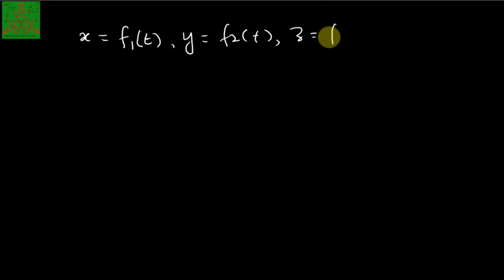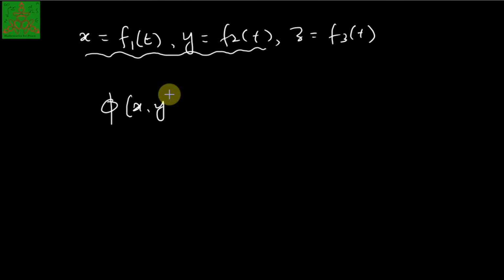Now let us go back to the equation of the curve. The equation of the curve is x is equal to f1 of t, y is equal to f2 of t, and z is equal to f3 of t. On eliminating t from the first two functions, we have the relation phi of x, y equal to 0.